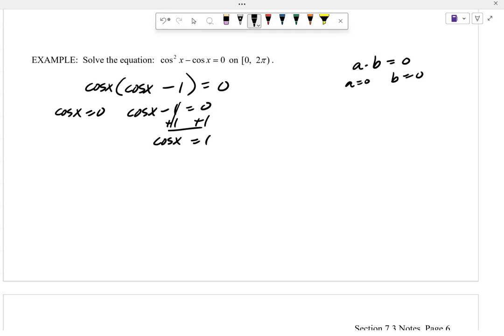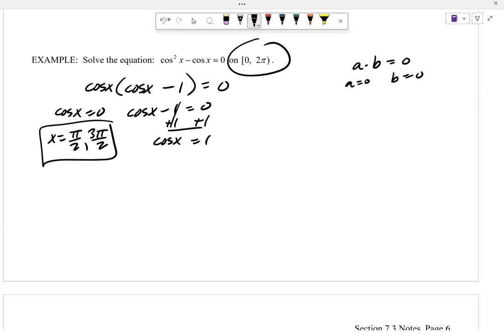And then we look on our unit circle. Where's the cosine of what equals 0? We know that would be at π/2, at 90 degrees, and 270 degrees. Again, we're only on 0 to 2π. And the cosine of what equals 1? That would be 0. We also know at 2π it equals 1. The problem is, we do not include 2π. You know, we have this parenthesis right here, so we can't include that. So we just stop there at 0.